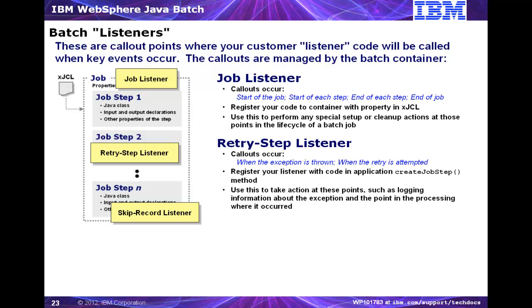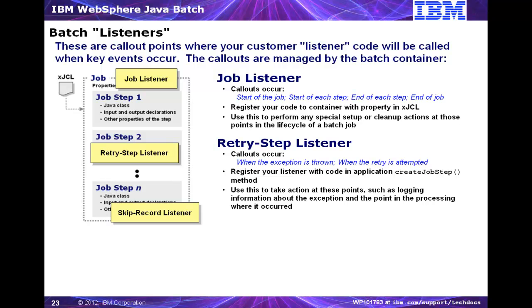Retry step listeners are called when an exception is thrown that triggers retry step processing, and again when the retry is attempted. This requires you to register your listener code to the container. This is done with a small bit of Java in the batch step code. The container sees the registration and knows what retry step listeners are in effect. Retry step listeners may be used to log information about an exception and to provide information about where in the processing the exception occurred.